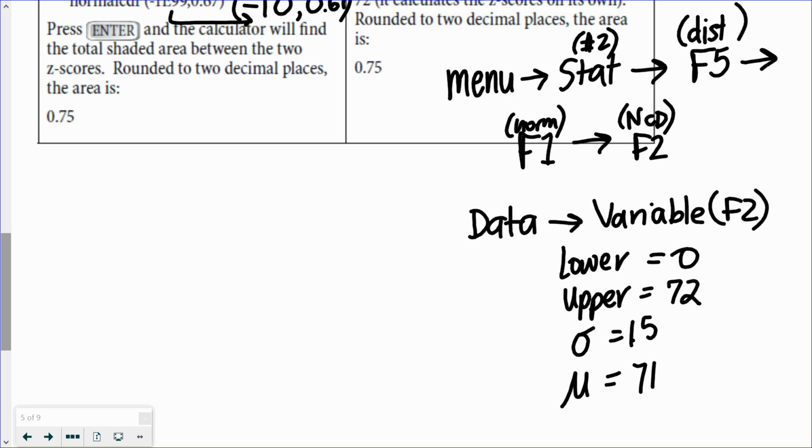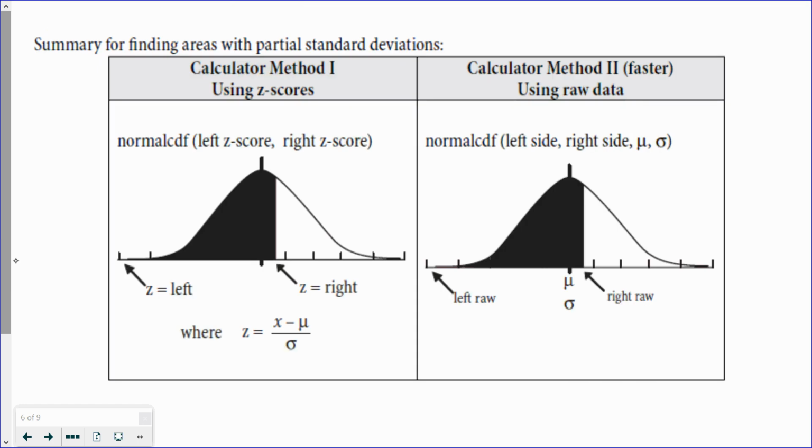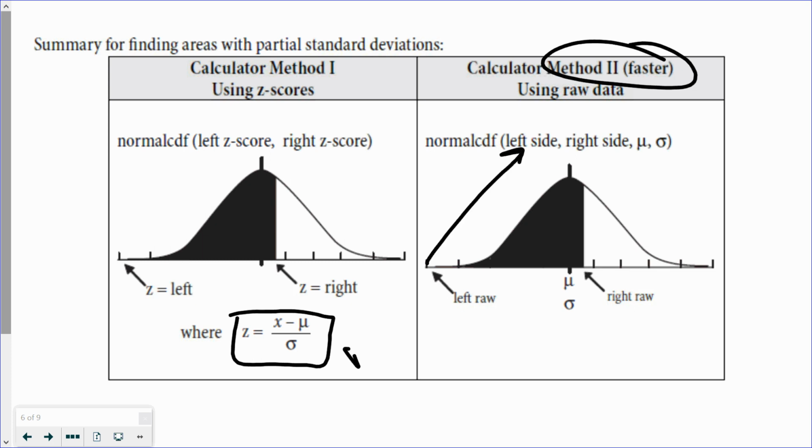So let's keep working. Summary for finding areas with partial standard deviations. And this is just what it's kind of saying. So we've already figured that out. Method 1 is using the two Z-scores. So you need to either calculate them out using this formula, or if you're given them, that's just using your two Z-scores. Or method 2, which is typically faster because you don't have to calculate out Z-scores. You put in your left raw score, your right raw score, your mean, and then your standard deviation.